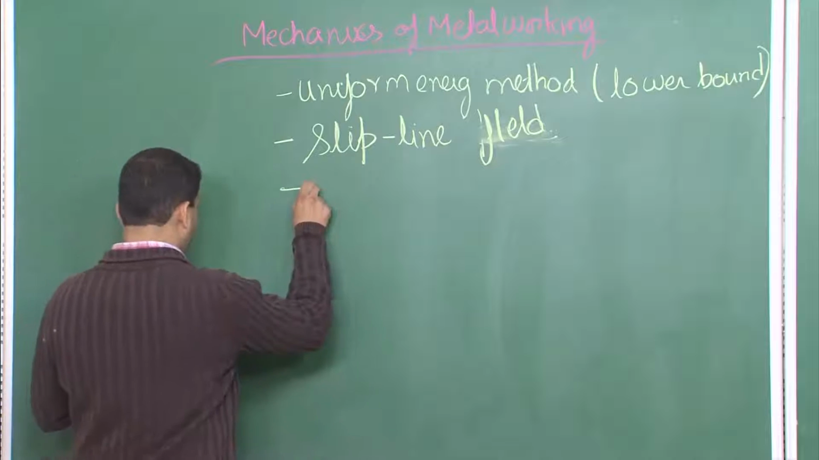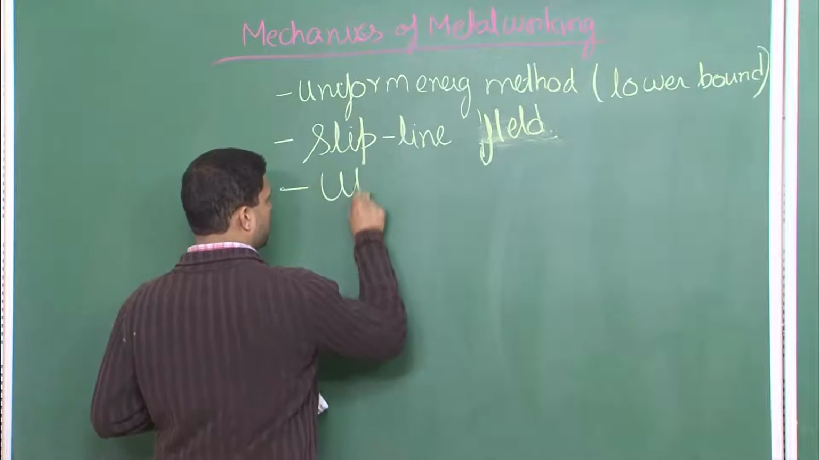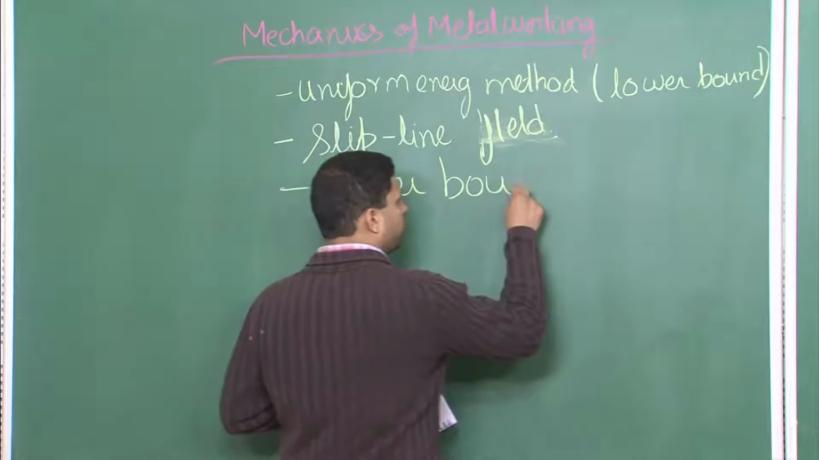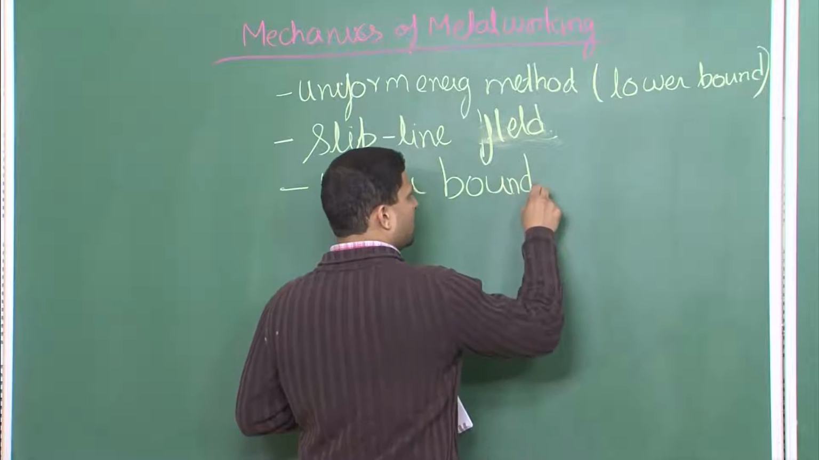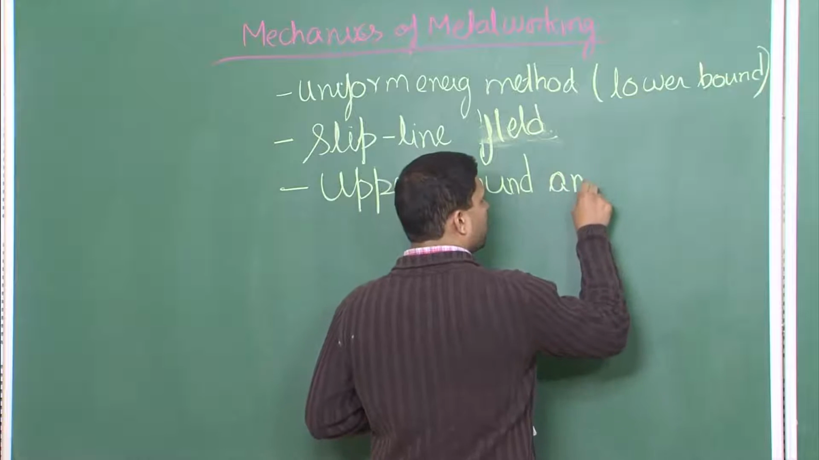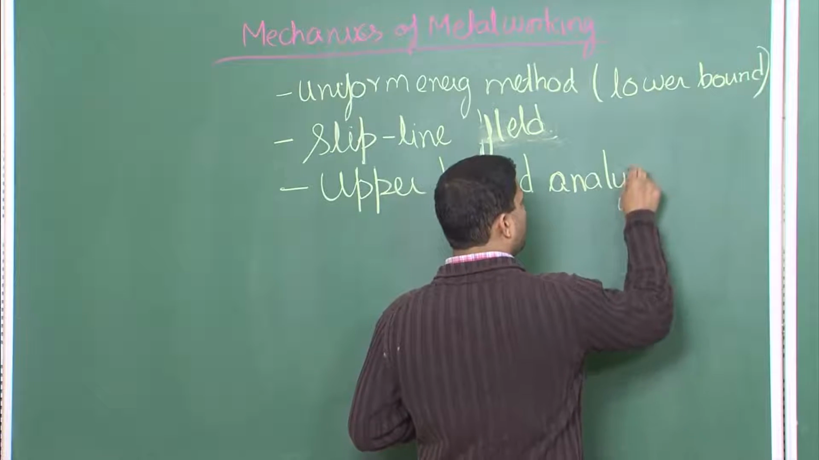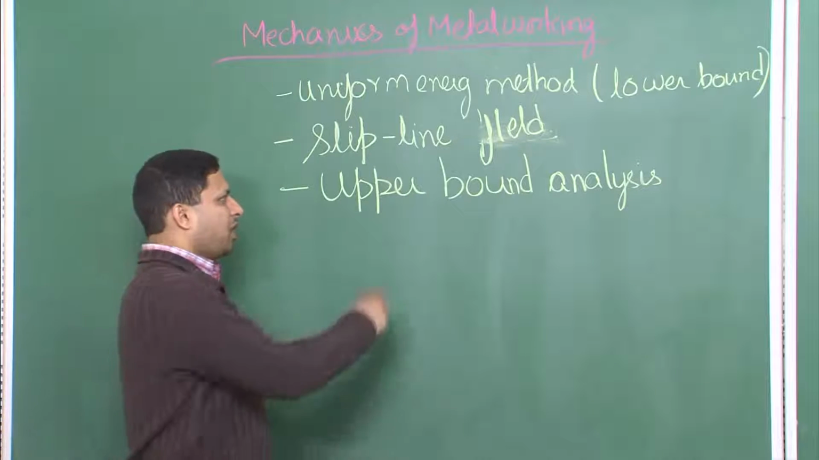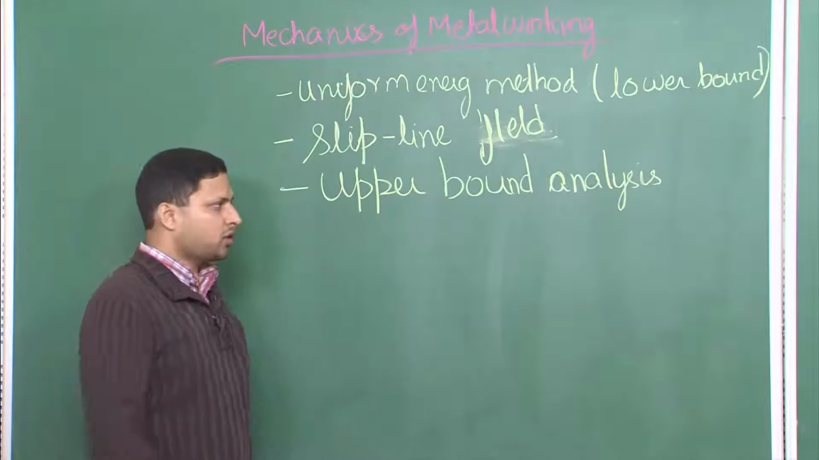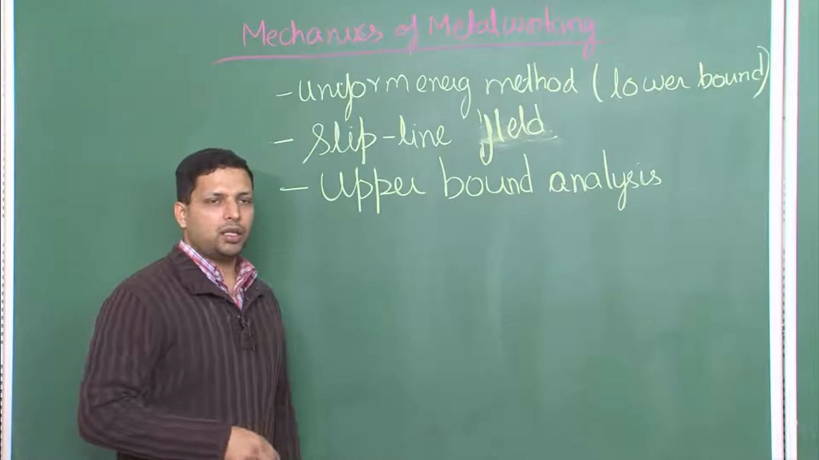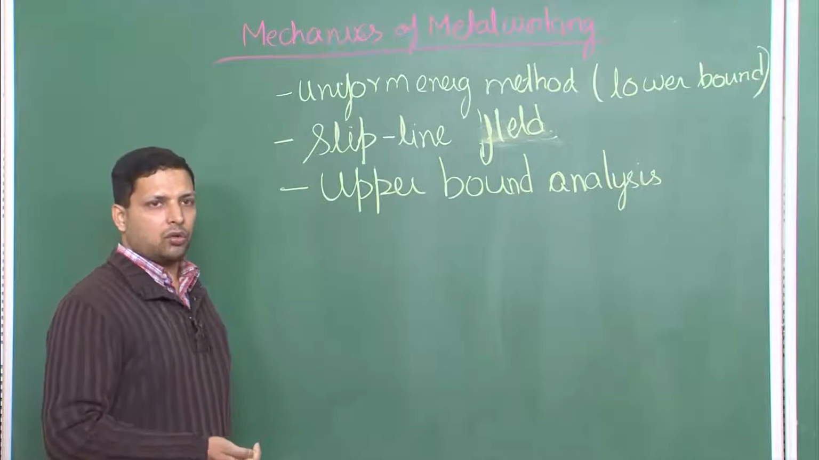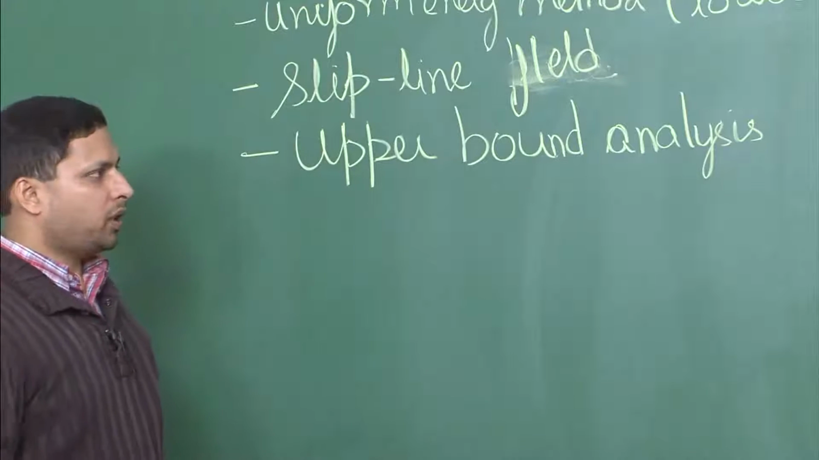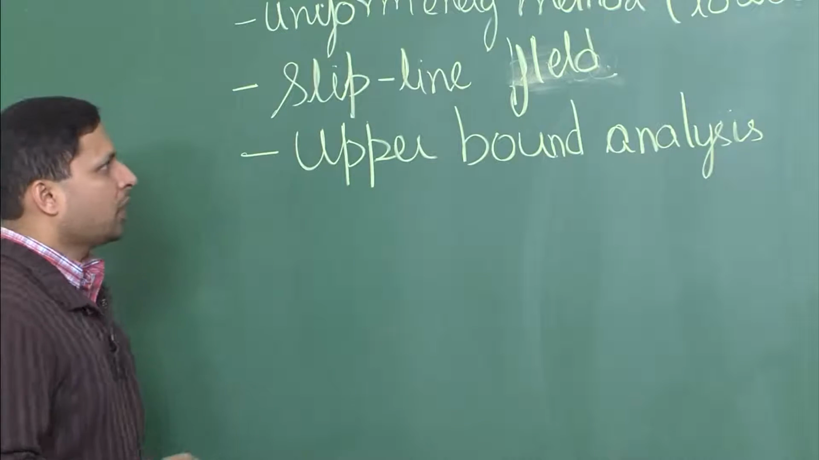Then we have what is called the upper bound analysis. Though we will not prove it, as the name suggests, upper bound analysis puts the upper cap on that load requirement or the stress requirement. So, if you know the upper bound stress, or the stress calculation using this method, then you know that is the maximum load or stress or pressure or power requirement for that particular kind of deformation.